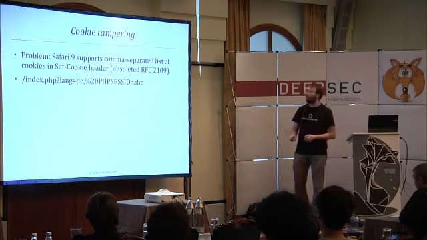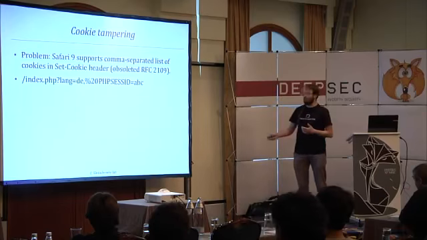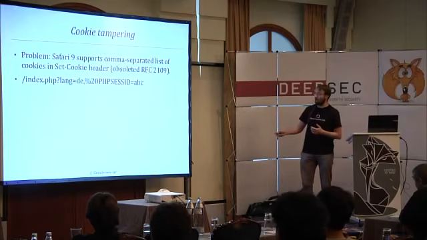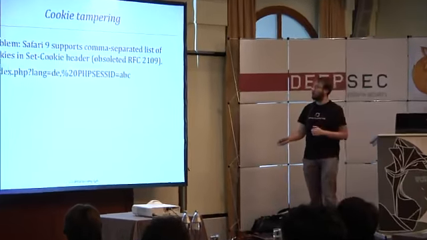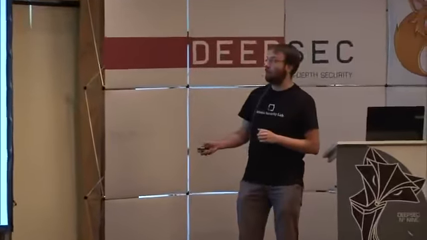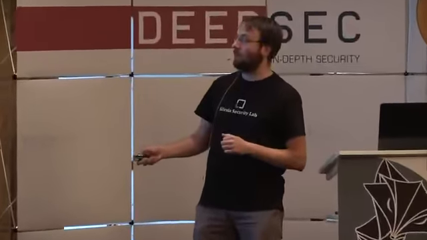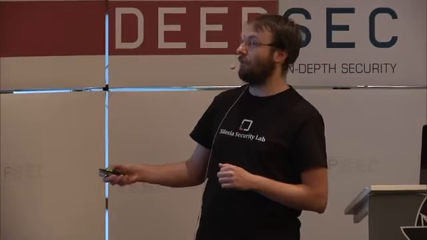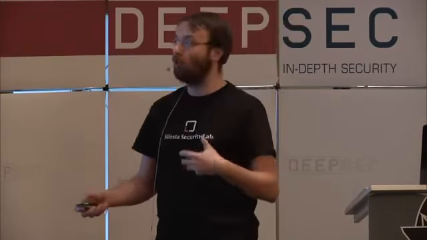This is clear. But keep in mind that this is taken from the request and put into the Set-Cookie header in the response. In Safari 9, you can specify a comma-separated list of cookies. So: comma, URL-encoded space character, another cookie with another value. As a consequence, you can fully remotely tamper with the cookie jar of the user. Fully remotely tamper with the cookie jar of the user.